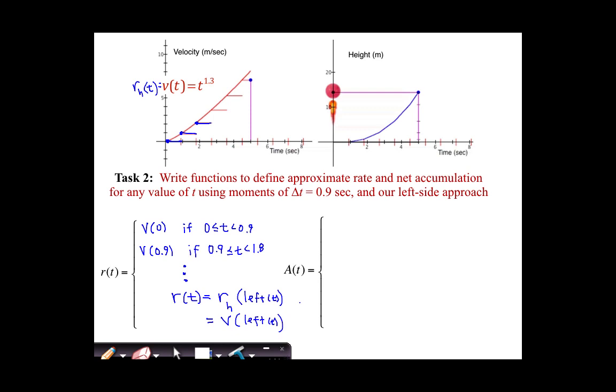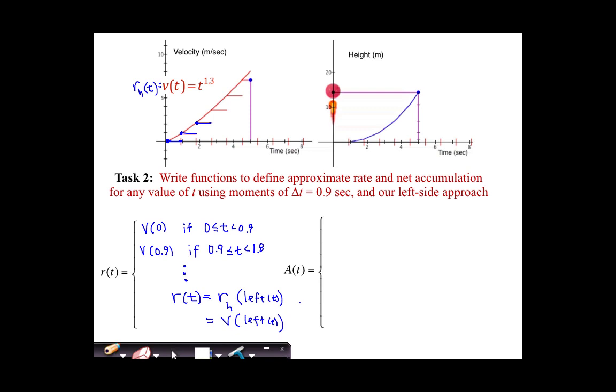Well, I want to be able to describe how much is accumulated at any point in time. So if I'm in the first interval, easy. If I'm in the first interval, anywhere between 0 and 0.9 in this case, I'm using left of t times however far I am into the interval, dt, or I could do t minus 0 to tell me how far I am into the interval that started at 0.